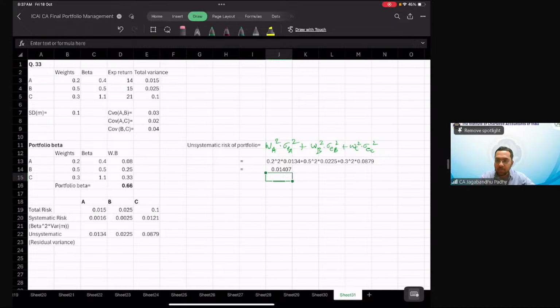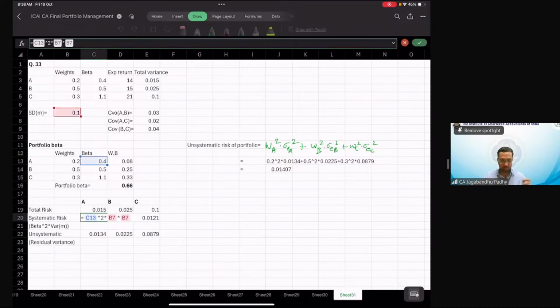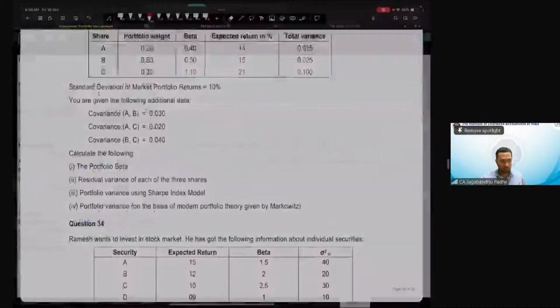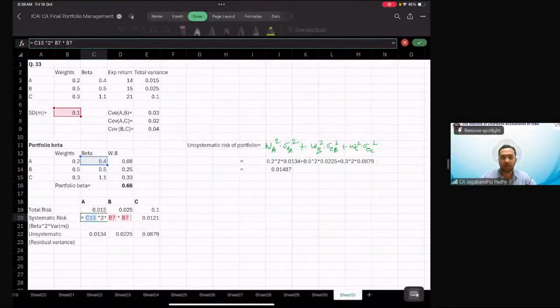Please calculate again the systematic risk. Systematic risk is like this: beta square into variance of market. So beta square is 0.4 square into 0.1 into 0.1. Did you do it this way, Ginny? Yes, sir. Now got it. My error. Noted. Okay. Thank you, sir. Yeah. Fine.